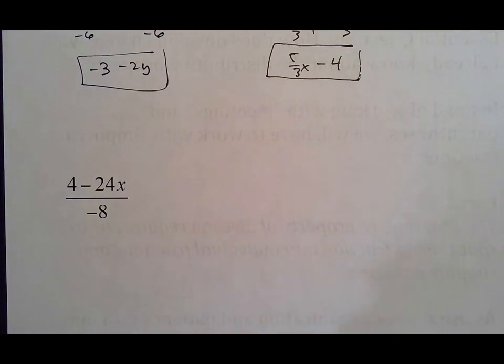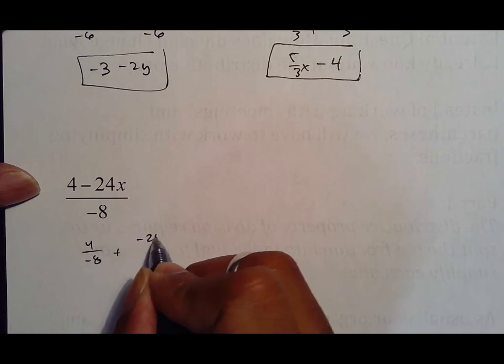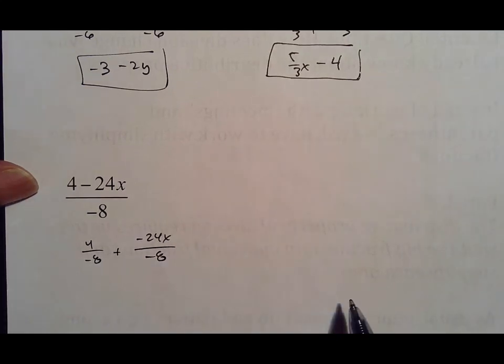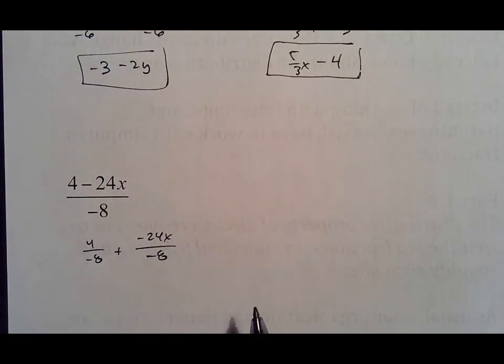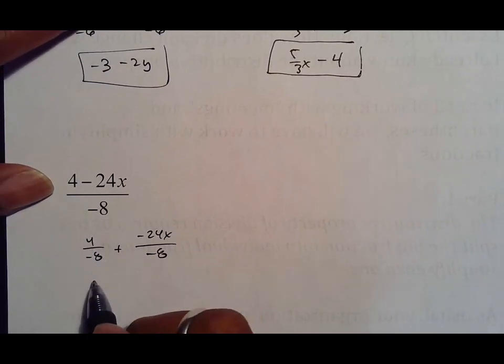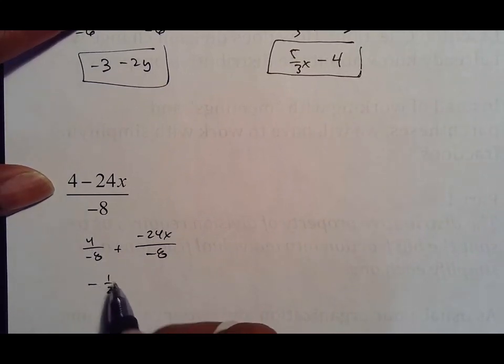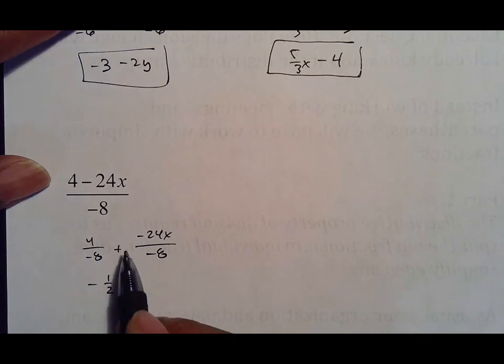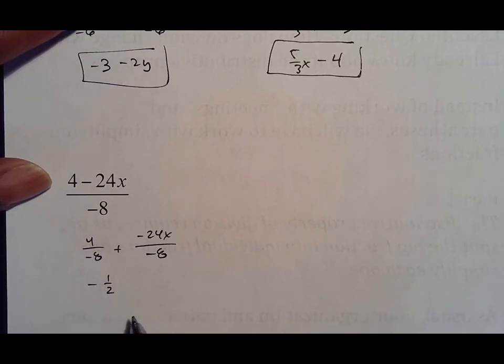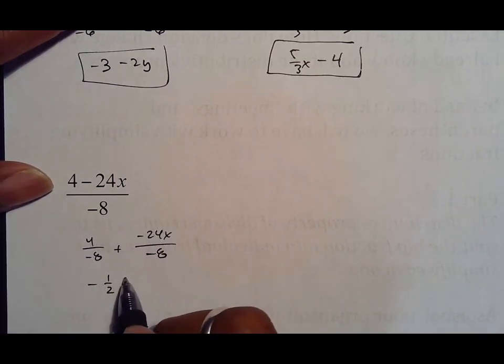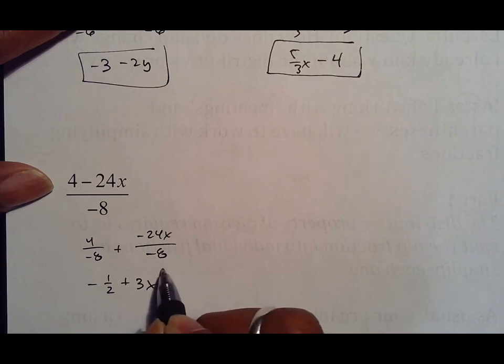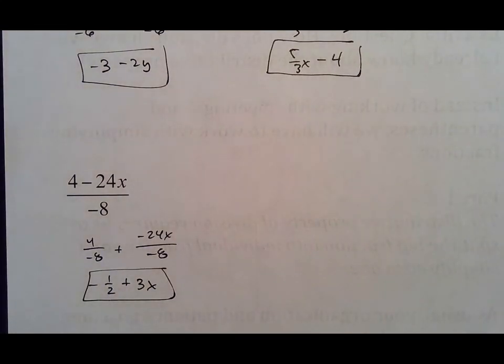The next one, splitting that, is 4 over negative 8 plus negative 24x over negative 8. Again, that is the part you have to show on the computer. This reduces to be negative 1/2 because remember I divide both of them by 4. It's not negative 2 because that would be 8 divided by 4. And 24 divided by 8 is a positive 3 with an x. So again, that is your general process that you're looking at.